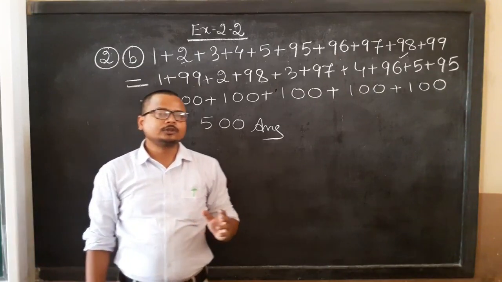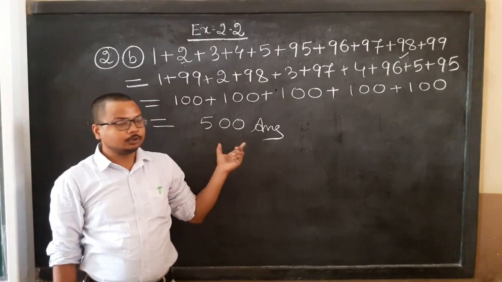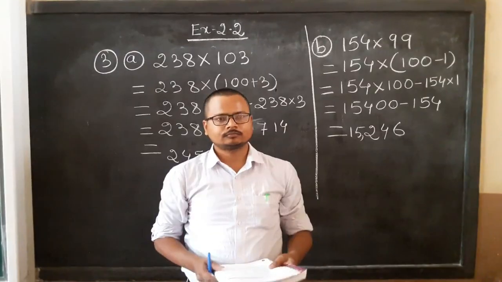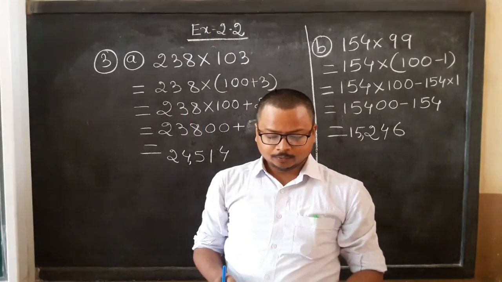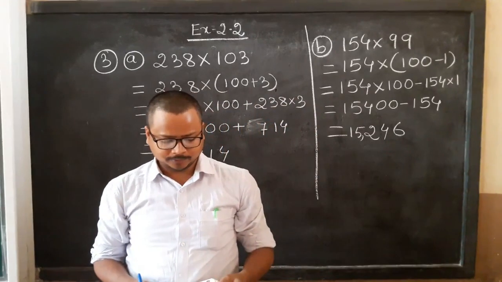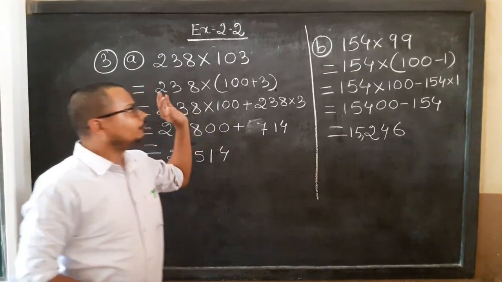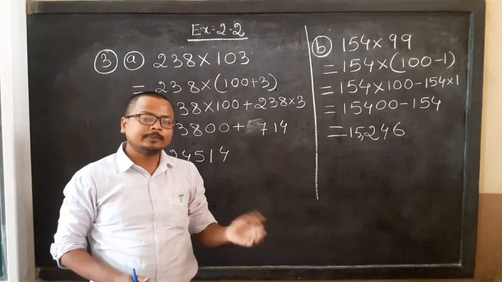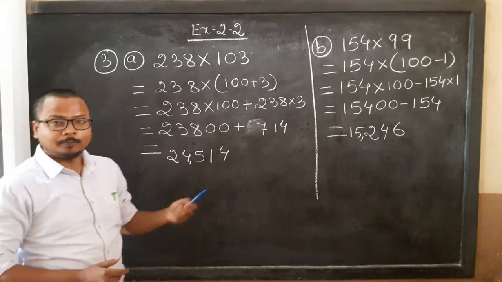Now let us move to question number 3, and you have to solve all the questions of question number 2 in your mathematics class work copy. Okay friends, now let us move to question number 3. Find the products by applying suitable properties. Now you have to find the product of these two numbers by using suitable properties. Now let us see how to use this property.